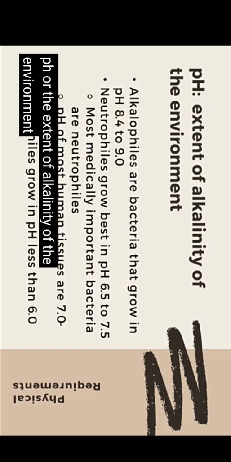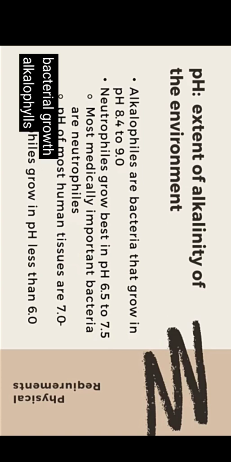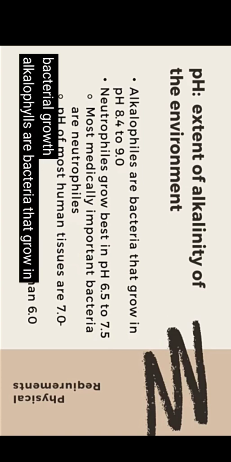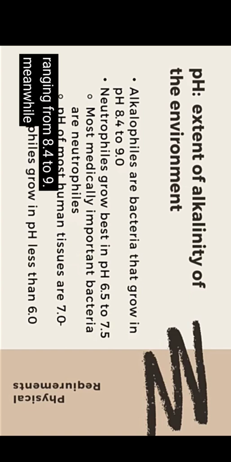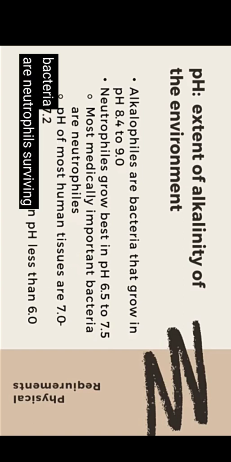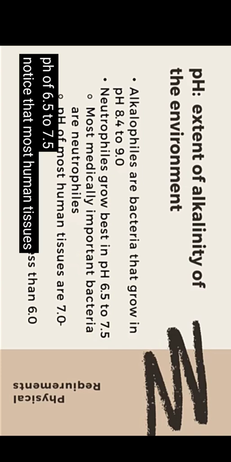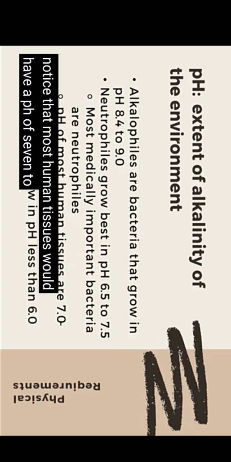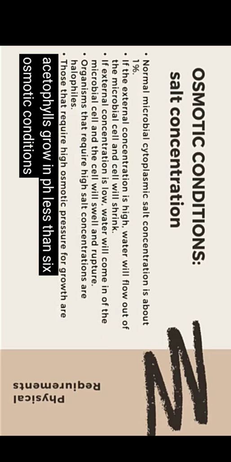pH, or the extent of alkalinity of the environment, is another physical requirement for bacterial growth. Alkalophiles are bacteria that grow in pH ranging from 8.4 to 9. Meanwhile, most medically important bacteria are neutrophiles, surviving at pH of 6.5 to 7.5. Notice that most human tissues would have a pH of 7 to 7.2. Acidophiles grow in pH less than 6.